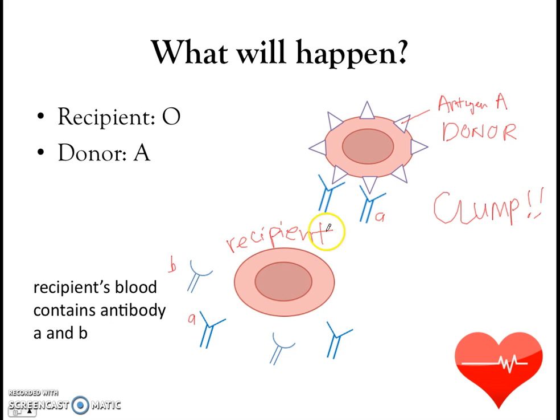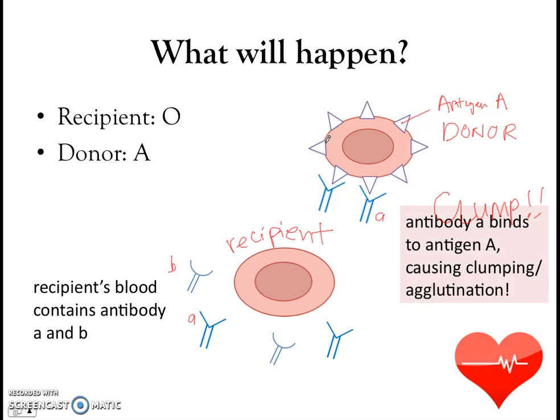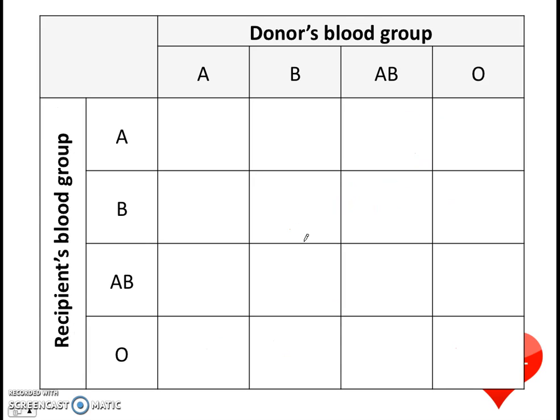Right? So this blood donation will be a failure. Alright? So antibody A binds to antigen A, causing clumping and agglutination. So this blood donation will fail, and this person of blood type O cannot receive blood type A blood. Right? So on our table, we can put it as such. If the recipient is blood type O and the donor is blood type A, there will be clumping.